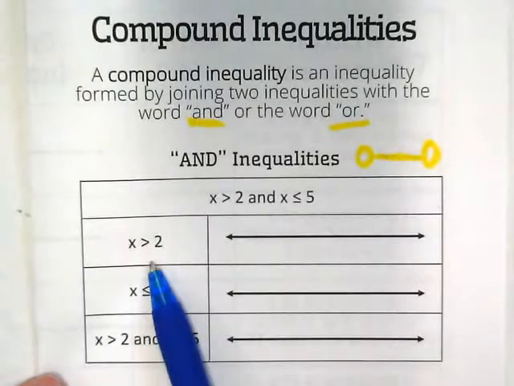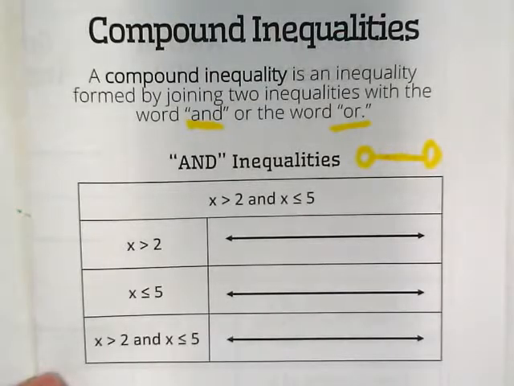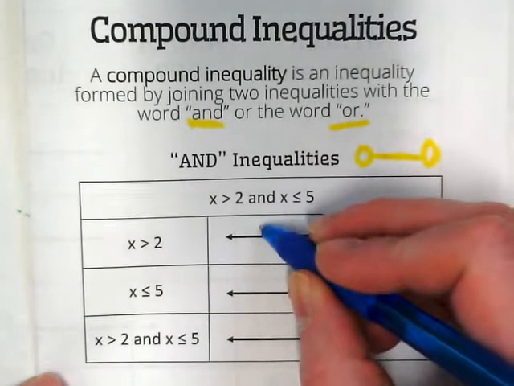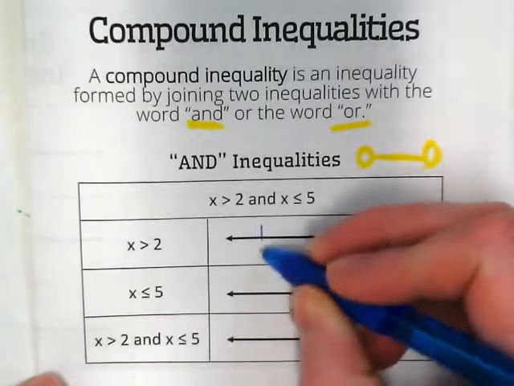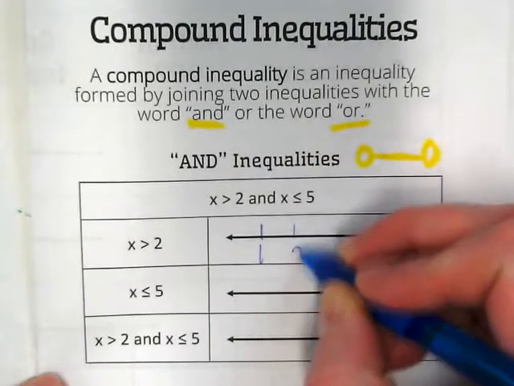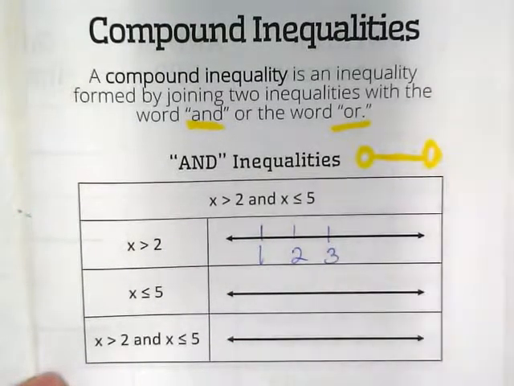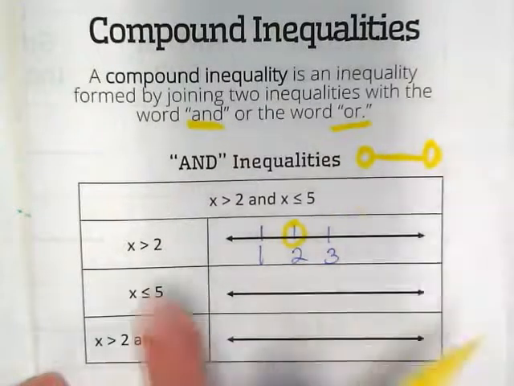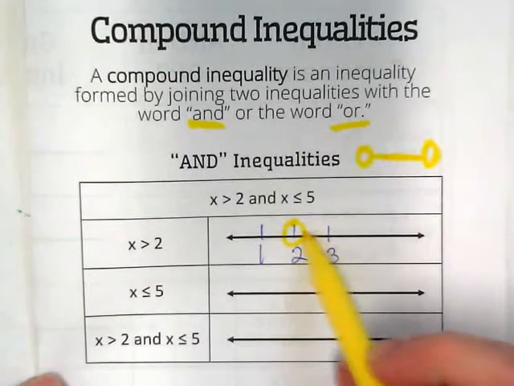This is my first inequality. X is greater than 2 and X is less than or equal to 5. And this is how we're going to show it on our graph. Let's do the X is greater than 2 part first. And we're going to circle our 2. It's an open circle and it goes to the right.